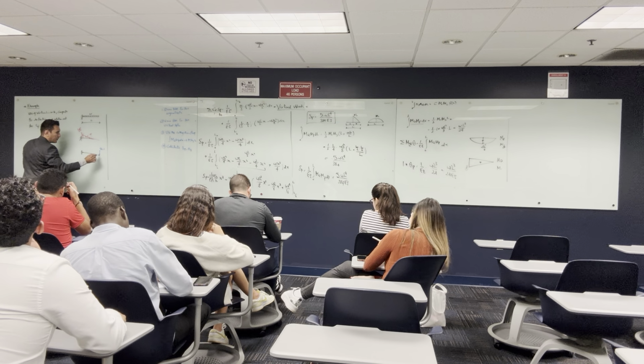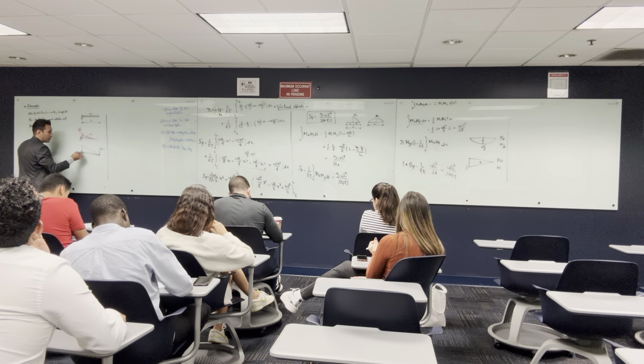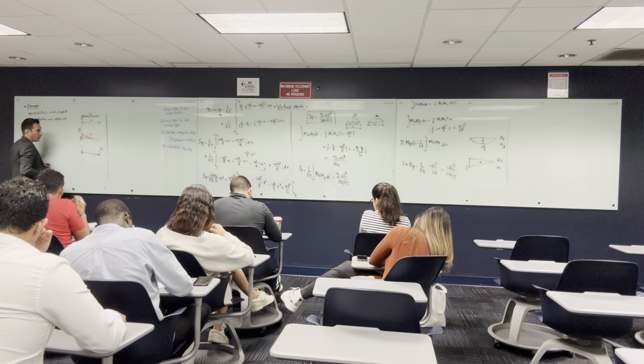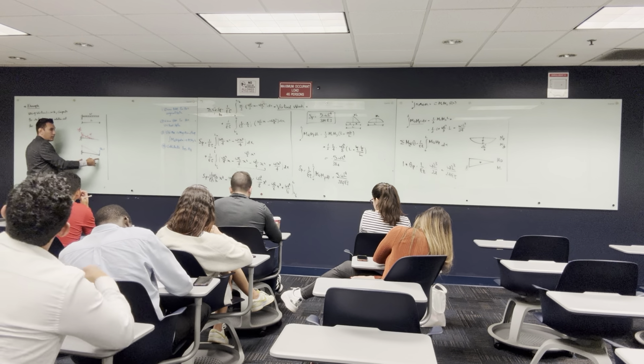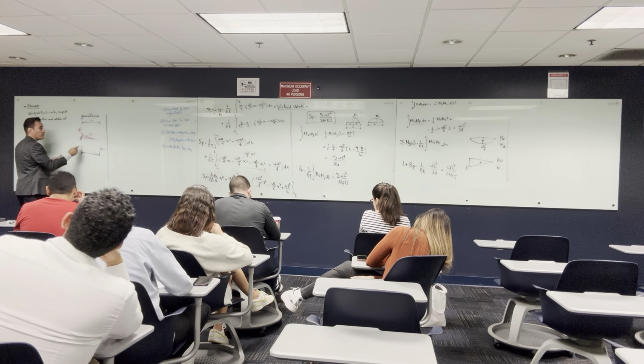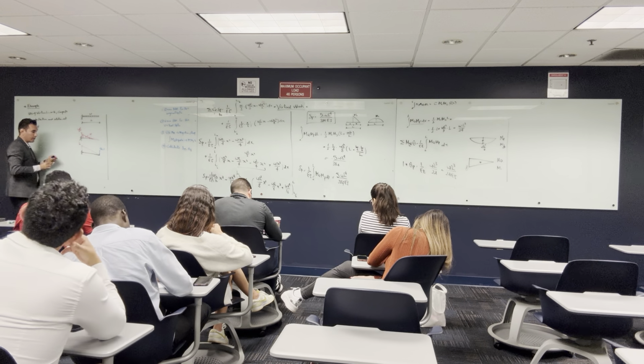So the bending moment is going to be linear, something like this. What is the value of the moment here, knowing that this distance is L? So it's 1 multiplied by L, so it's going to be L, right?